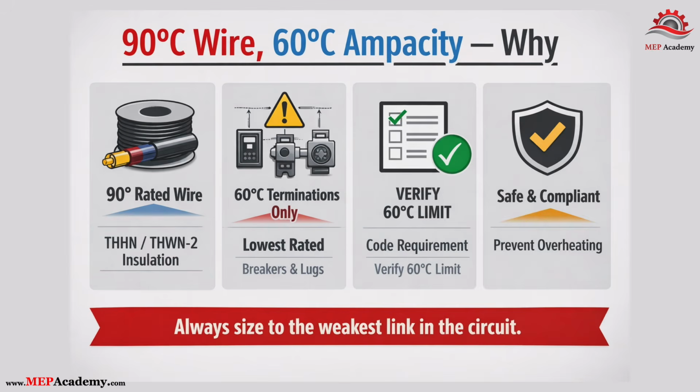Even though the conductor insulation is rated for higher temperatures, we intentionally limit the allowable ampacity to the 60-degree column when terminations are rated 60 degrees. This is normal, expected, and fully code compliant. It's also why you'll frequently see 90-degree rated conductors sized using 60-degree ampacity values in real-world installations.